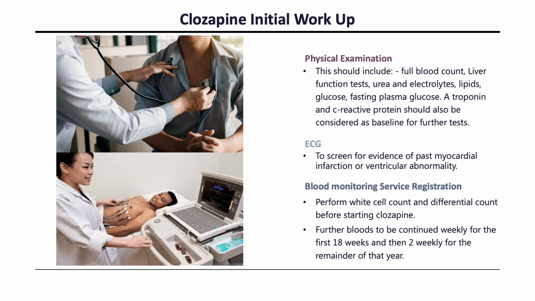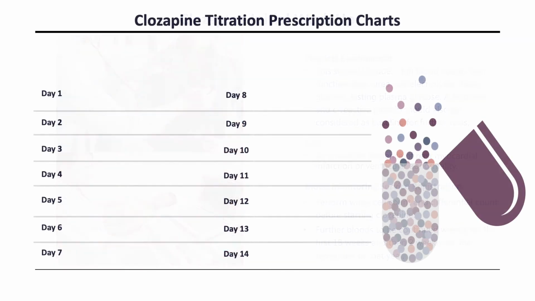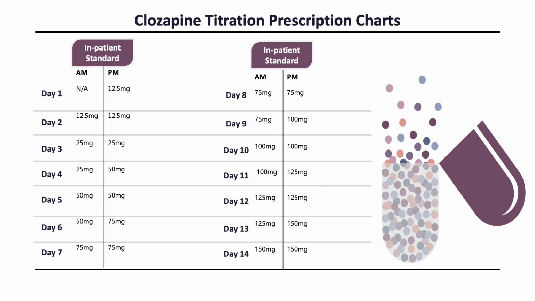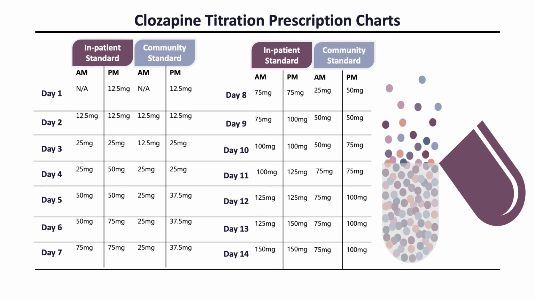Blood monitoring, service registration: perform white blood count and differential count before starting clozapine. Further bloods to be continued weekly for the first 18 weeks and then 2 weekly for the remainder of that year. 14 days for the AWP standard inpatient versus the AWP community charts. Again, it's important to note that many patients need either a slower or faster titration rate depending on patient tolerability.